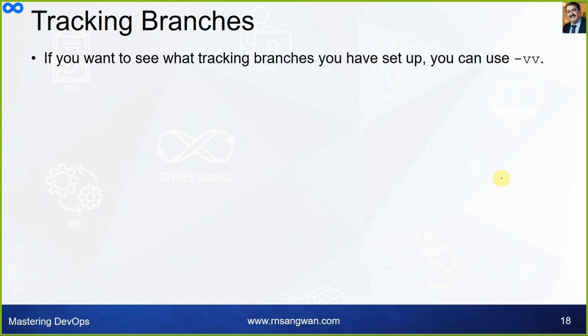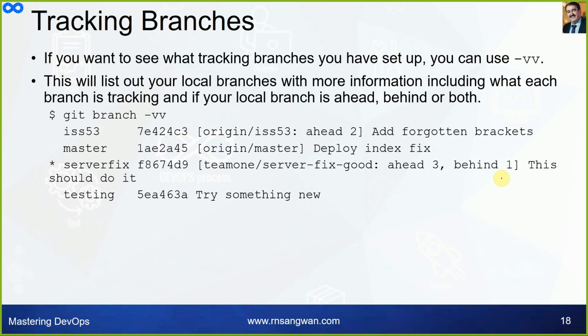If you want to see what tracking branches you have set up, you can use -vv, verbose mode. This will list out your local branches with more information, including what each branch is tracking and if your local branch is ahead, behind, or both. So git branch -vv, and you'll see all your branches. Like this is the branch origin iss53, ahead, to add forgotten brackets. Then we have master branch. This master branch tracks origin master.